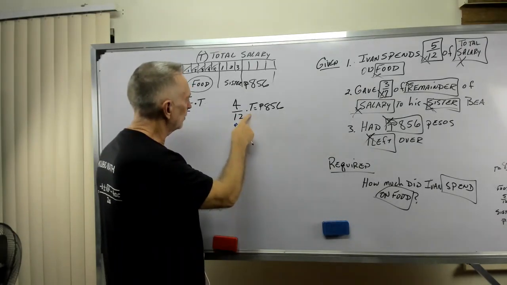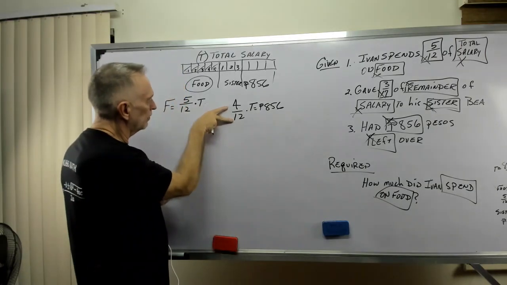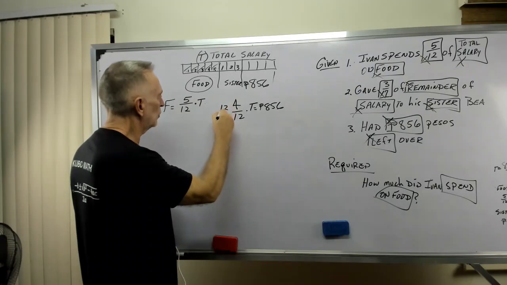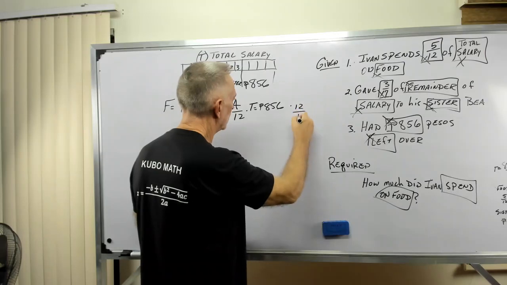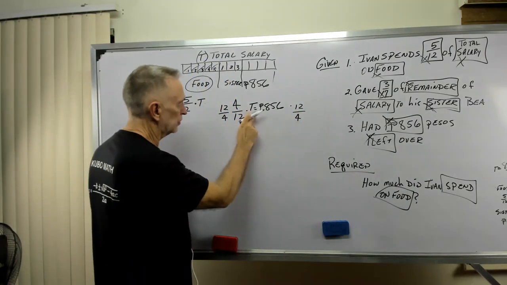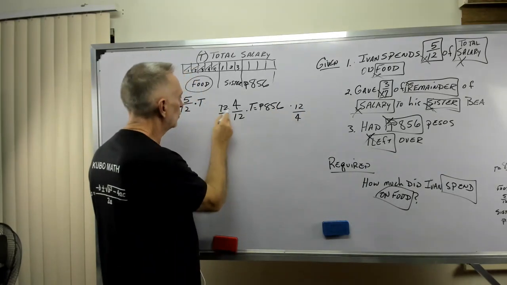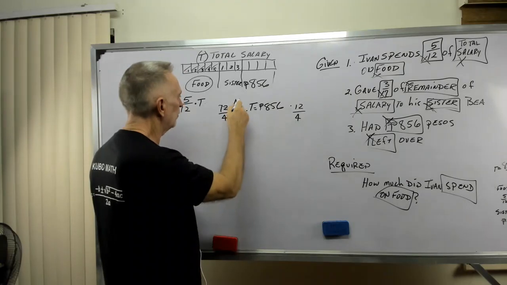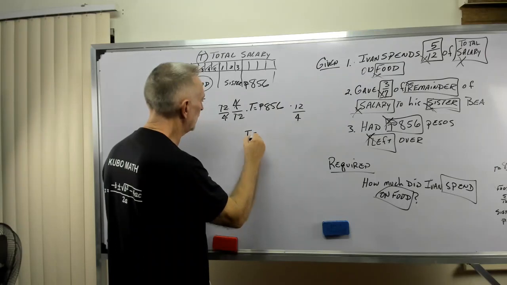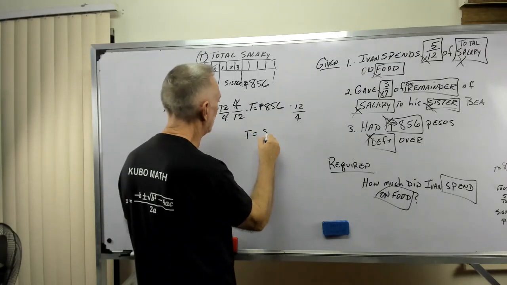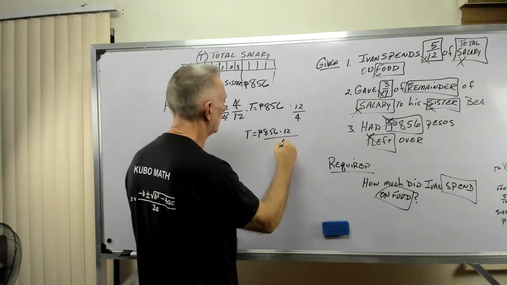Well, how do I get rid of all of this 4/12? Since I have 4 divided by 12, if I multiply by 12/4 and do that on both sides, because since this is equal, what I do to one side, I have to do to the other side. 12 divided by 12 is 1. 4 divided by 4 is 1. 1 times T equals T. So the total salary is 856 pesos times 12 divided by 4.